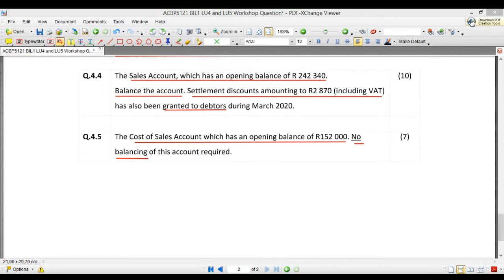Okay, so the last bit we still need to do is they've asked us in the required to also calculate the sales account and the cost of sales account. So we have completed the journals that we were required to do and did the subtotals.